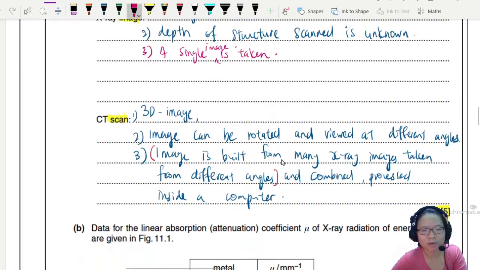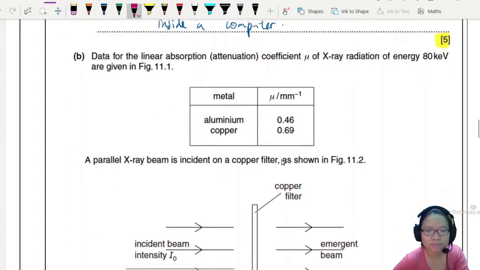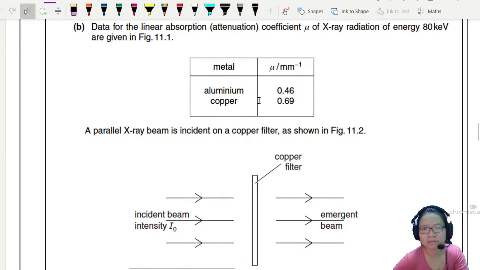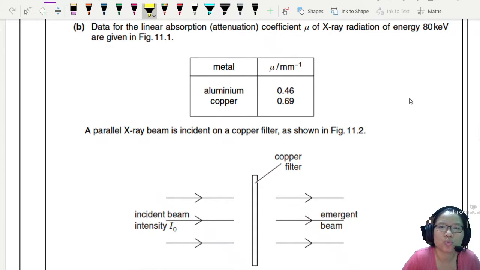All right, we're going to move on to part B now. And then here, you will see that there are two metals where the linear absorption coefficient mu is given. So your mu is in m^-1 and you have this number. And the X-ray radiation of energy 80 keV. Not sure why we have this number. We keep it one side first. Maybe we will use it.